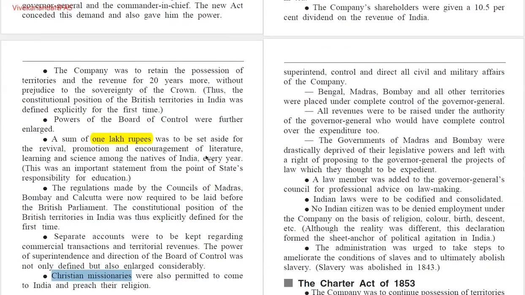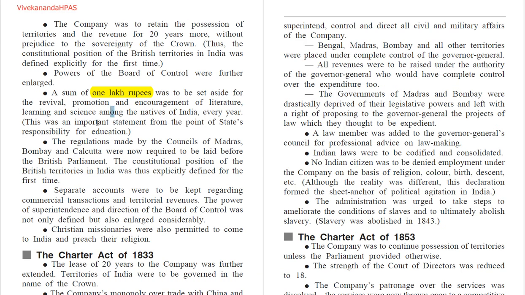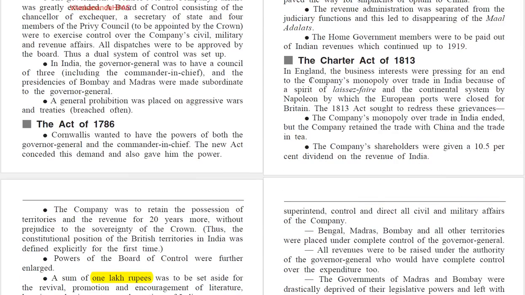So 1 lakh rupees was not made available up till 1830. इस बात को भी ध्यान रखिए. 1813 में दिया गया था, but 1830 तक it was not made available. Then there was science among the natives of India that was also needed to be debated. What was happening, what was not happening. But understand this is happening in 1813.